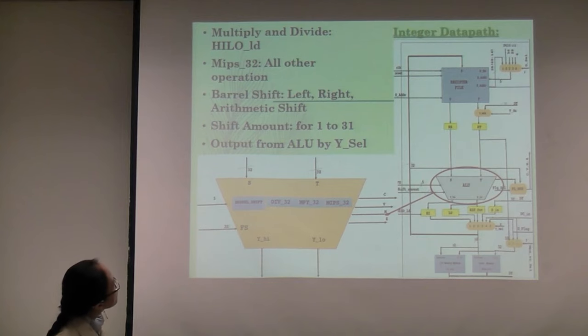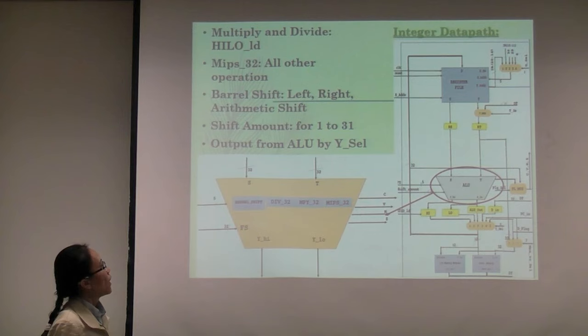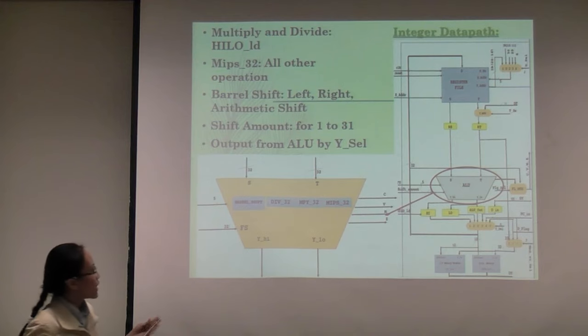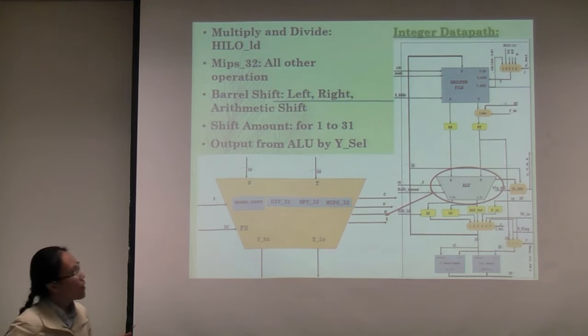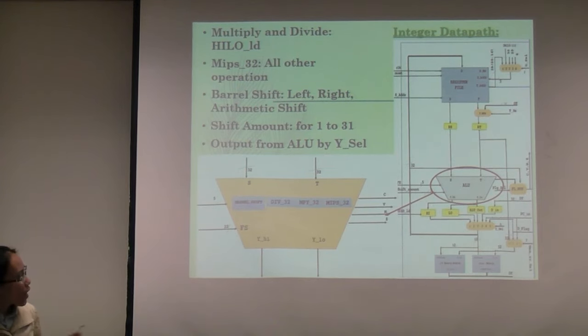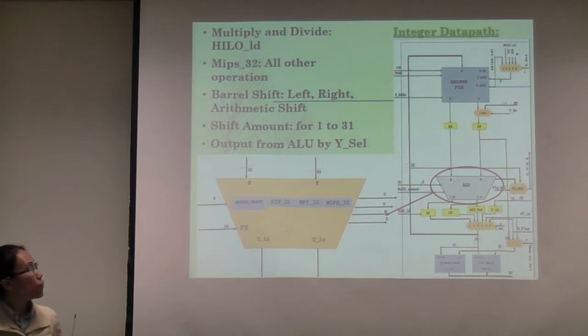In the barrel shift, I have the shift left, shift right, and arithmetic shift. And the shift amount is only 1 to 31. Actually, I forgot one: this is the shift amount input. And the output is going to go out of the Y low port.